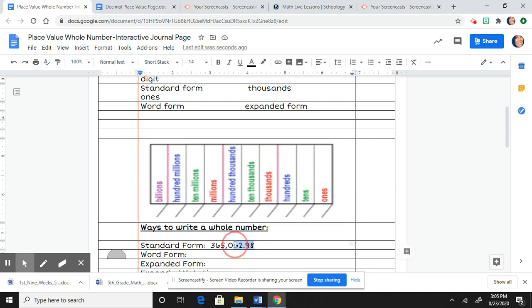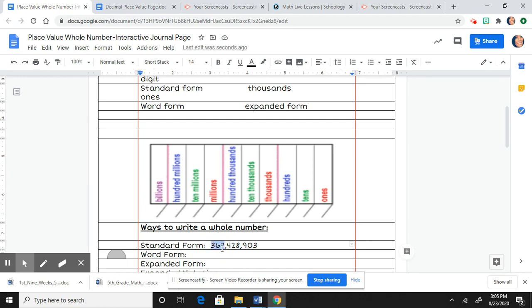So if I take this number here, we'll change it up. Let's make it 367,428,903. Each of these groups represents what's called a period. This is the ones period. Here will be the thousands period. And over here in the front would be the millions period.